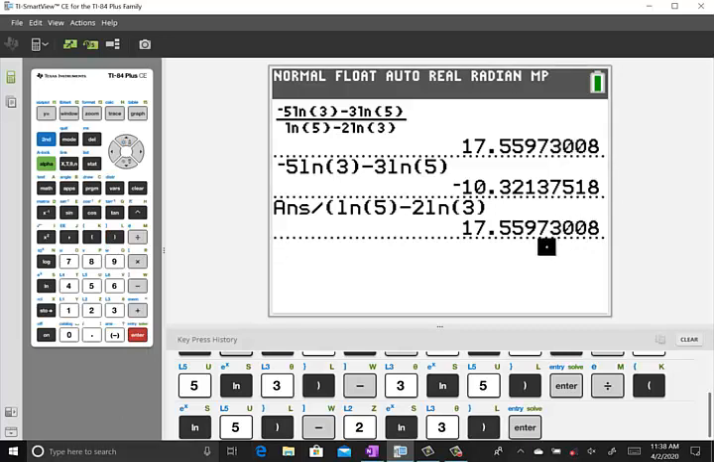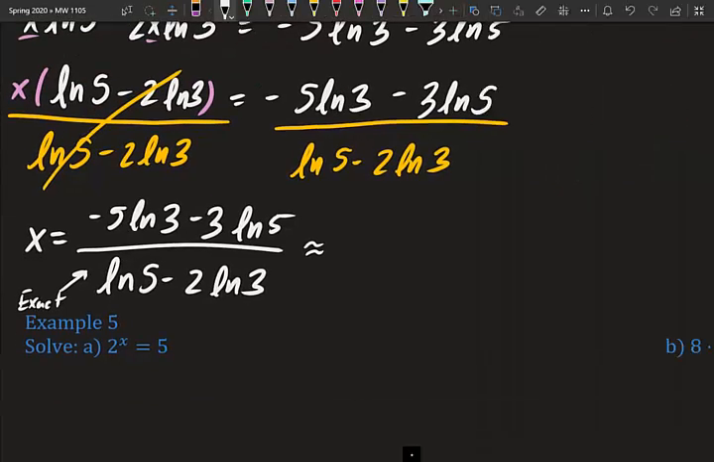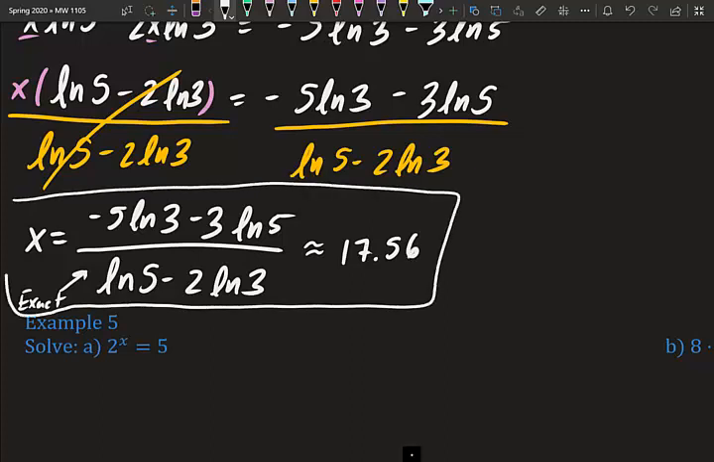Alright, so we have our approximate solution of 17.56. That's our approximate.